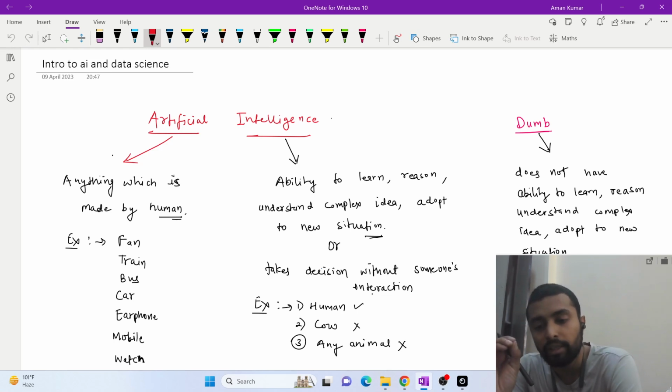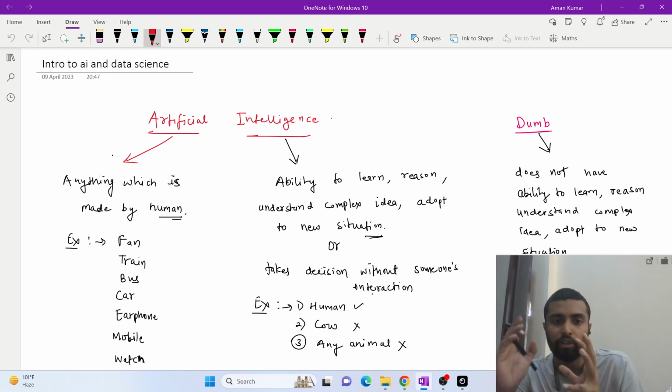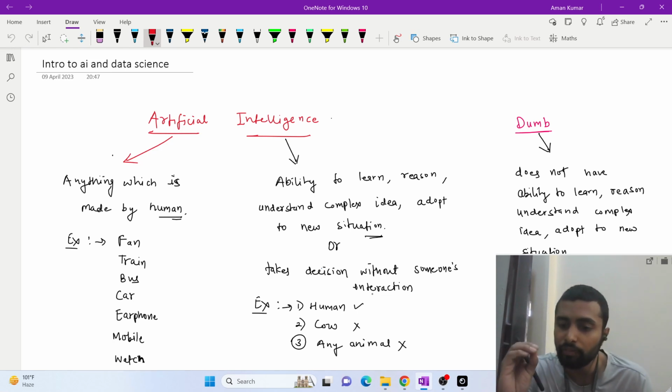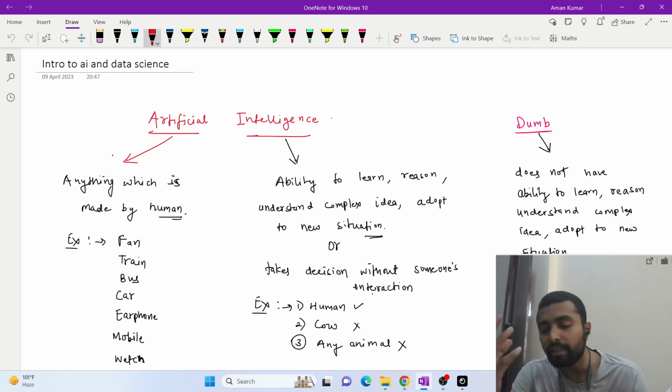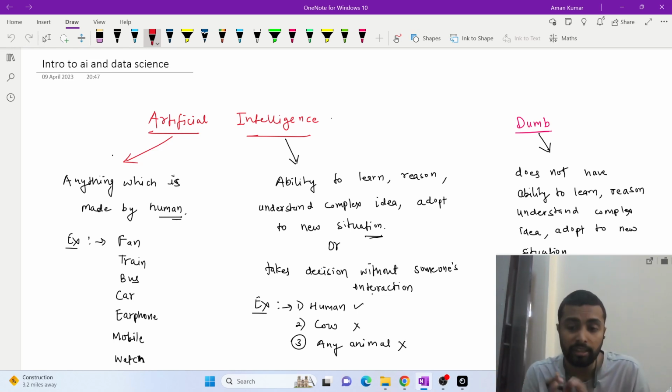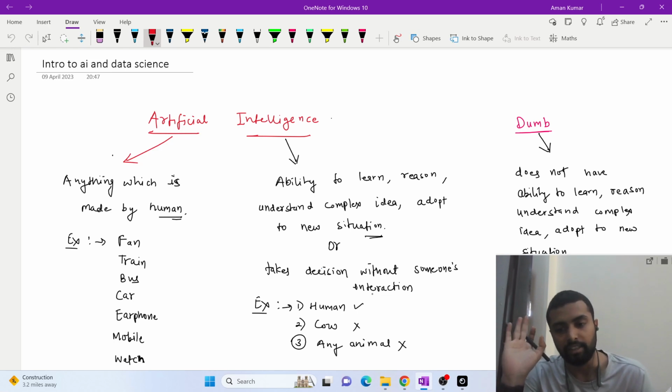I hope you understood the meaning of intelligence, right? So let me summarize it. What is the meaning of intelligence? Intelligence means whoever has the power to learn new things or complex ideas, we can say that he has intelligence. So that is how we define intelligence. I hope it is clear to you so far, right?